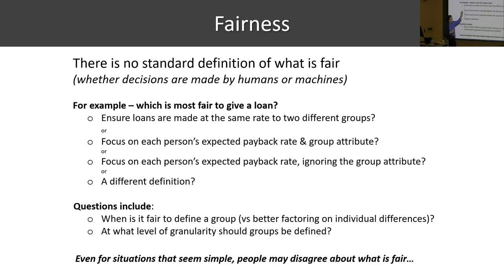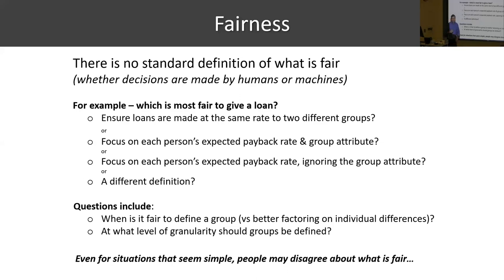Another definition is, I'm just going to say, if there's an 80% chance the person is going to repay the loan, then give them a loan. That's fair, because everybody above that threshold gets a loan. We're not being biased. If it so happens that people in Ohio repay their loans more frequently, well, that's okay. We're just going to use that information and be fair, because we're just using the expected repayment rate.